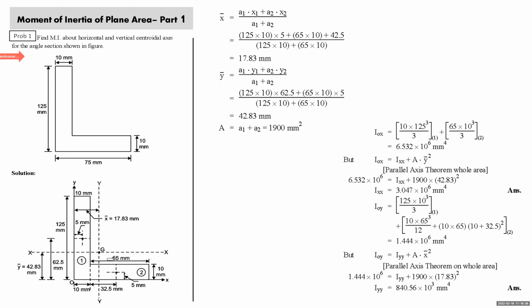Another component, I'll take it 65 mm width and 10 mm. So we have drawn the diagram. There is no axisymmetry of this composite area, so we'll find x bar and y bar. Suppose I find x bar, so we find it from the reference axis O.